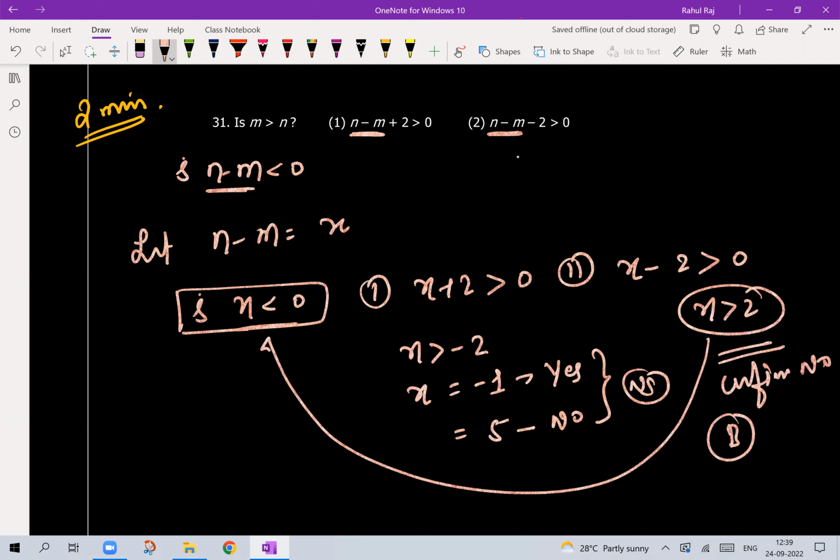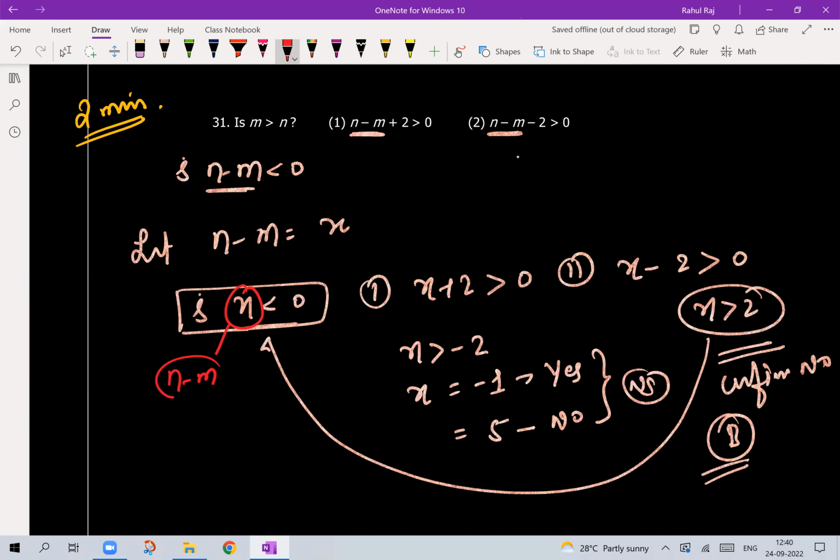So the answer to the question would be B. Anyone, any doubt? Rahul, I understood the second solution, but during the first solution you have provided, I have done nothing. I have just taken x is equal to n minus m.